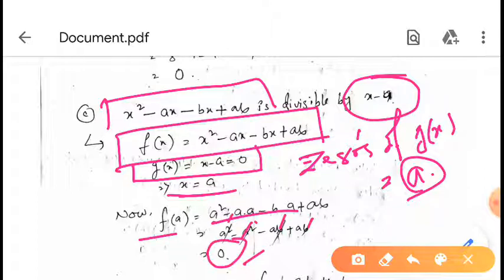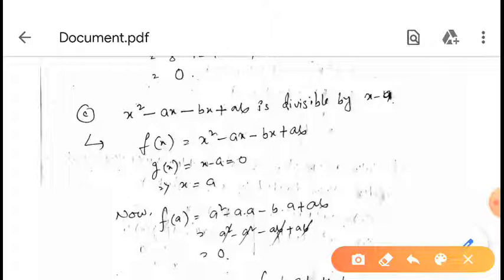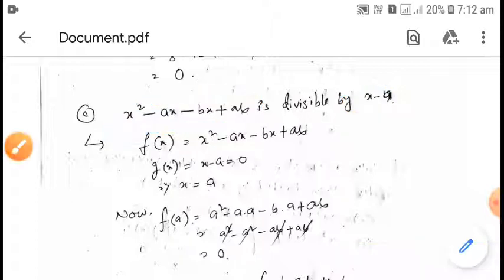So whenever you conclude that f(a) equal to 0, you can easily say that this total function is divisible by x minus a. So in this way you can do question number 6b also, and question number 7 also.